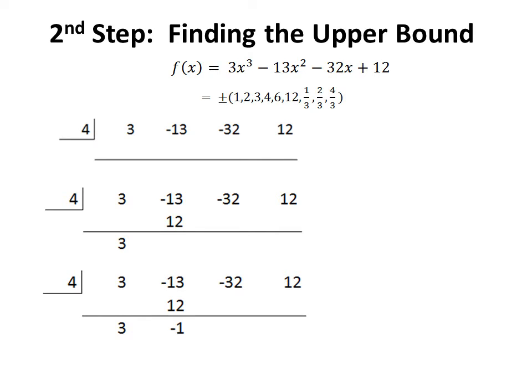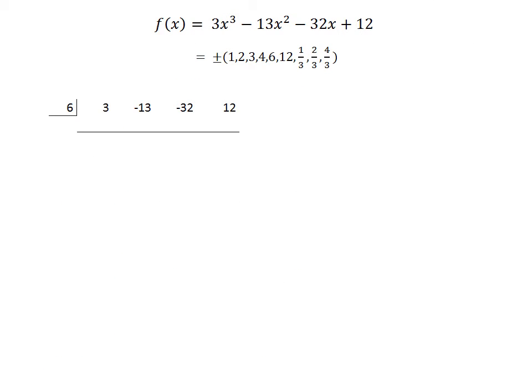I know that to be an upper bound, all of the solutions that I found on the bottom row have to be positive. And once I encounter a negative, I can stop on the upper bound side. So I'm going to eliminate the 4, and now I'm going to try a 6.